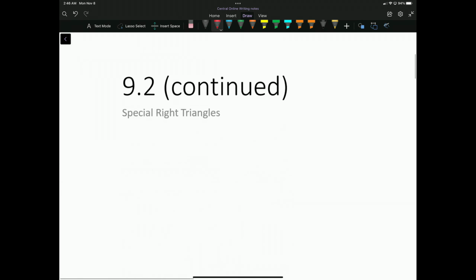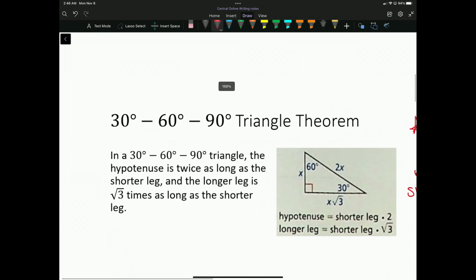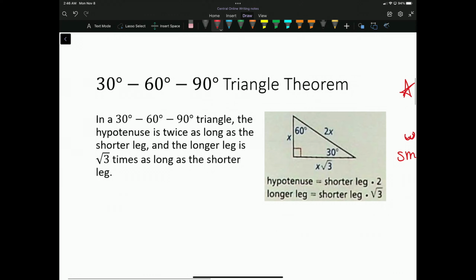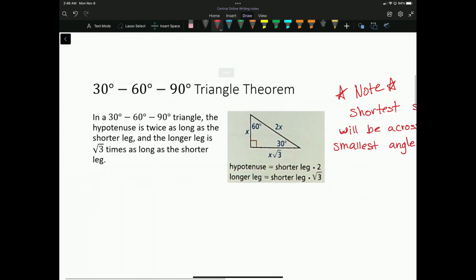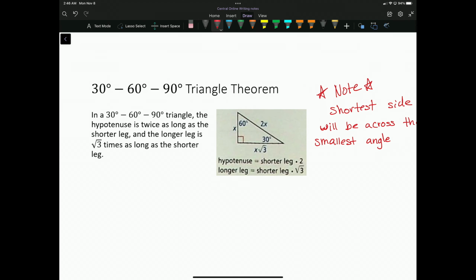All right, so let's get started. We talked about the 45, 45, 90 degree triangle last week. We're going to be talking about 30, 60, 90 degree triangles. So a 30, 60, 90 degree triangle has a 90 degree angle, a 60 degree angle, and a 30 degree angle. In any 30, 60, 90 triangle, the hypotenuse is twice as long as the shorter leg, and the longer leg is the square root of 3 times as long as the short leg.